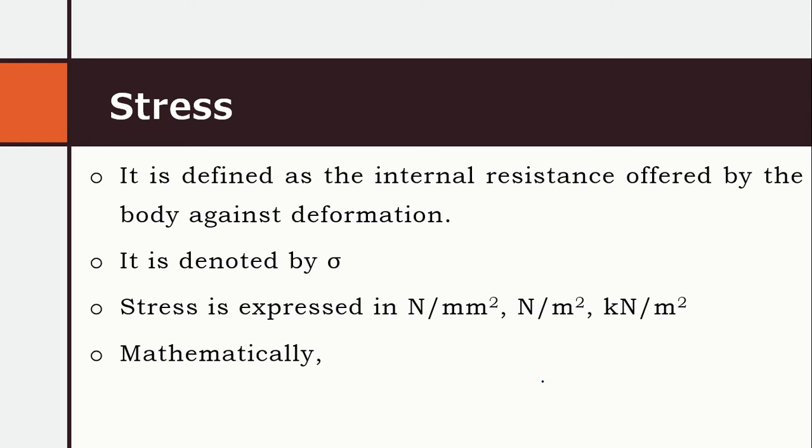So stress sigma is given by, mathematically the formula is F by A or P by A, where F or P stands for the load, by the area on which the load is acting. So since stress is load by area, the units will be Newton per meter square or Newton per mm square. So 1 Newton per meter square is called as Pascal, and 1 Newton per mm square is called as megapascal.